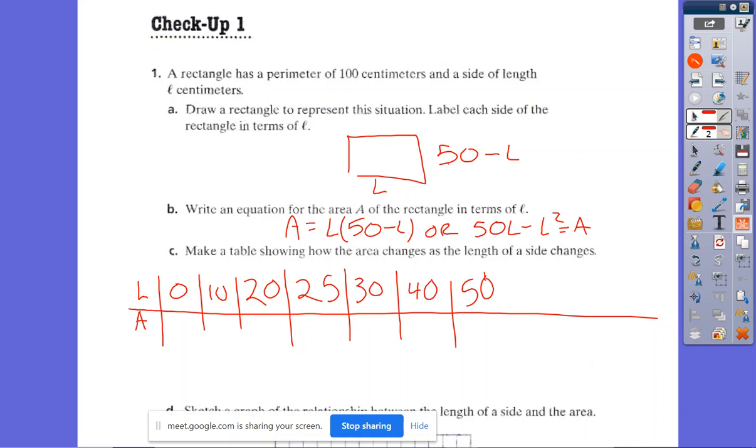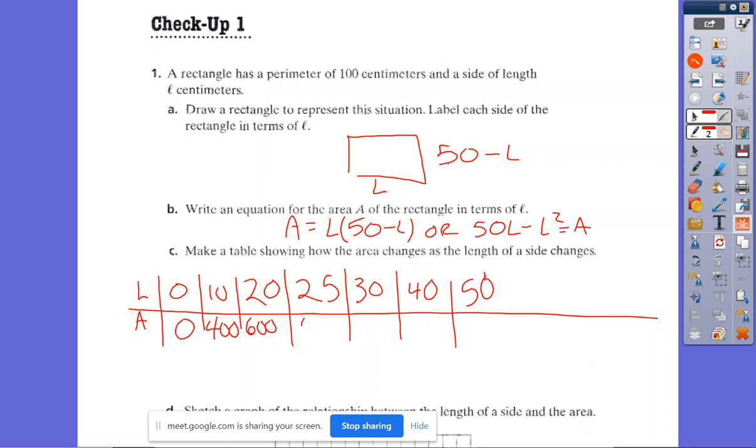So if I plug in 0, 50 minus 0 is 50, times 0 is 0. 50 minus 10 is 40, 40 times 10 is 400. 50 minus 20 is 30, 30 times 20 is 600.